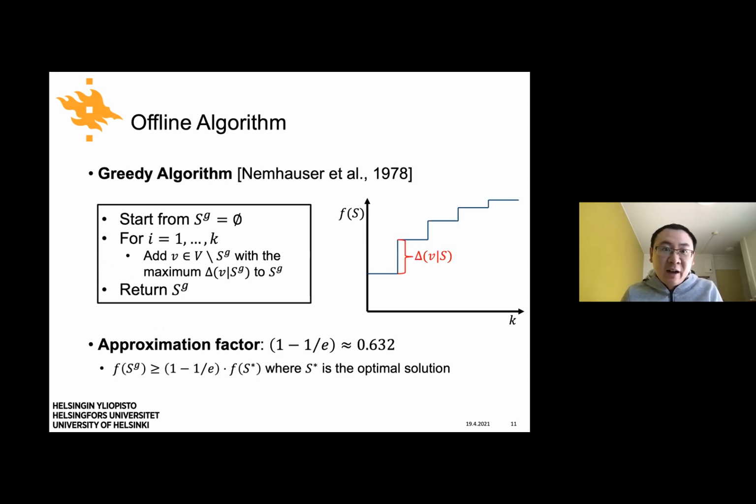The traditional algorithm for submodular maximization with the cardinality constraint is the greedy algorithm. Here, the greedy algorithm starts from an empty set and runs in k iterations. In each iteration, it finds the element with the maximum marginal gain to the current set and adds this element to the solution, and finds the one with the maximum marginal gain again in the next iteration, running for k iterations to return a solution. The approximation ratio of this algorithm is proven to be 1 minus 1 over e, which is about 0.632, compared with the function value of the optimal solution.